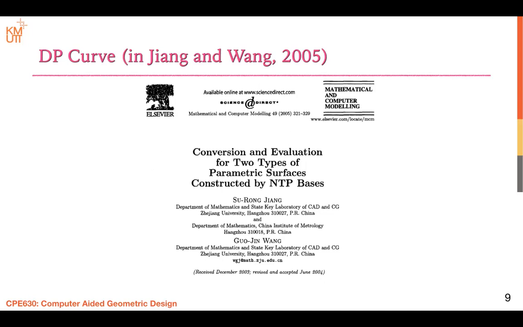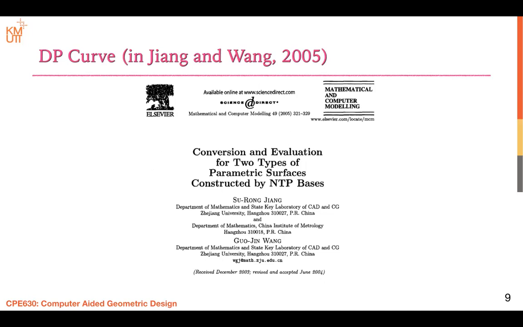But there are many papers about the Wang-Ball curve or Wang-Ball surface that were invented by Professor Wang Guojin. Okay, in this paper we try to show the conversion. Once we have the curve, the most important property that you have to know is that you have to convert from one basis into another basis, or one curve to another, or Bezier curve to Wang-Ball curve. Or in this case, we can find that the DP curve has a linear time complexity.